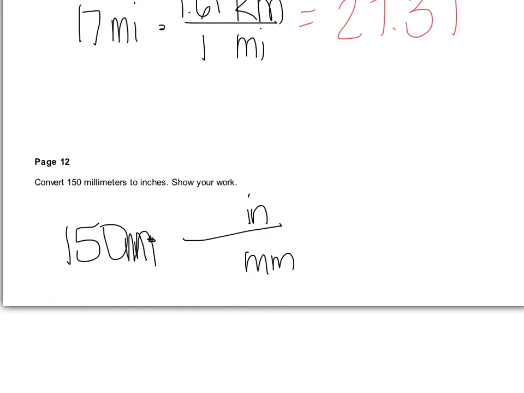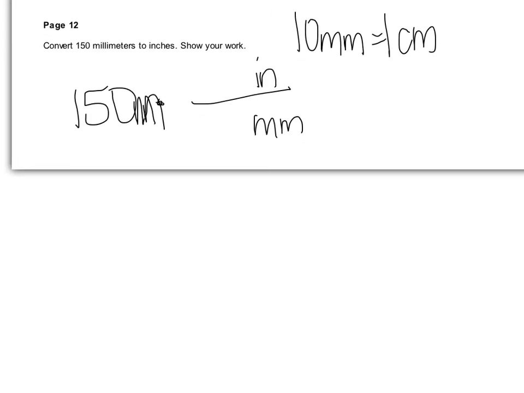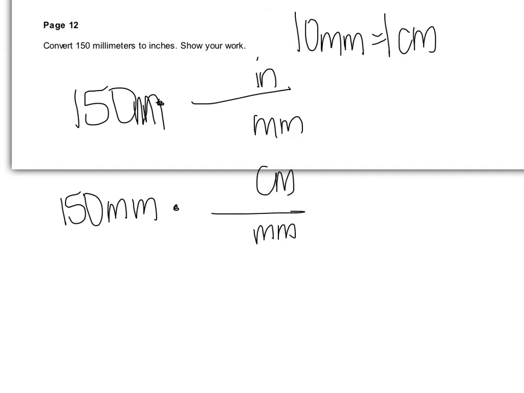So let's think back to what we said about centimeters and millimeters. There are 10 millimeters in 1 centimeter. So before we can actually convert from millimeters to inches, we've got to convert 150 millimeters into centimeters. So we're going to multiply by centimeters over millimeters. We know there's 1 centimeter, and that's 10 millimeters. We multiply, and we're going to get 15 centimeters.